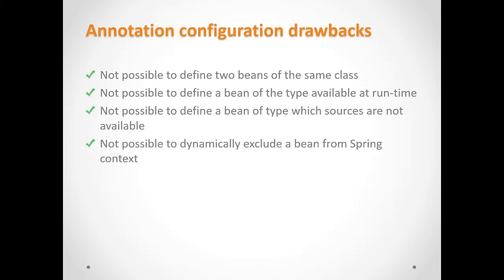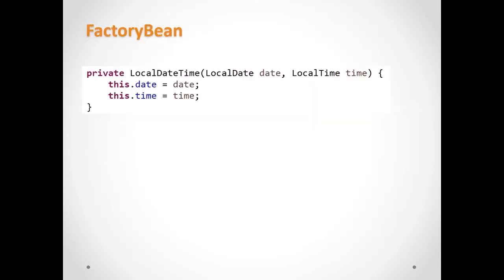First of all, it's not possible to define two beans of the same class. It's not possible to define a bean if the type is not available at runtime. Not possible to define a bean if you don't have access to the sources of this class, for example, if it's JDK sources. And not possible to exclude some bean dynamically from the Spring context. How can we resolve this?